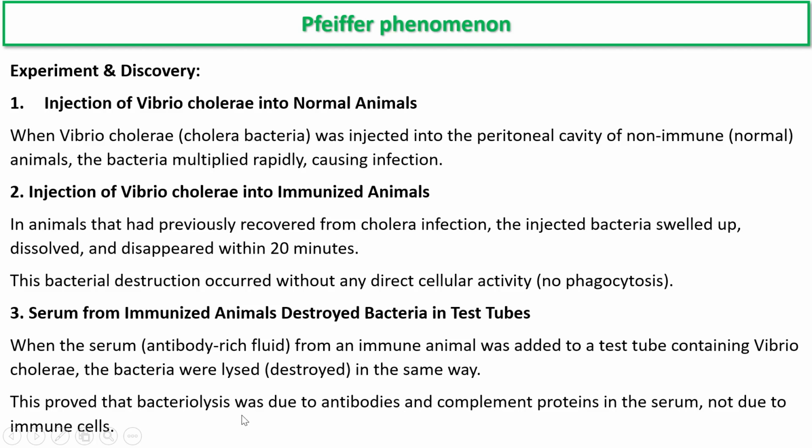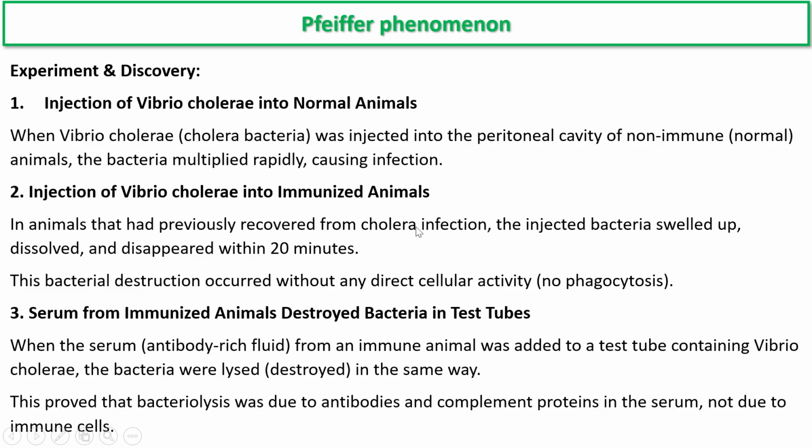So what happened here, in short: he injected this Vibrio cholerae into the peritoneal cavity of a normal animal, and he found that the Vibrio cholerae was causing infection in this particular case. In the second case, he injected the same Vibrio cholerae into patients who had recently recovered from cholera infection.